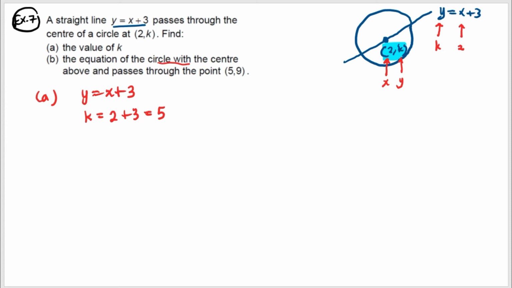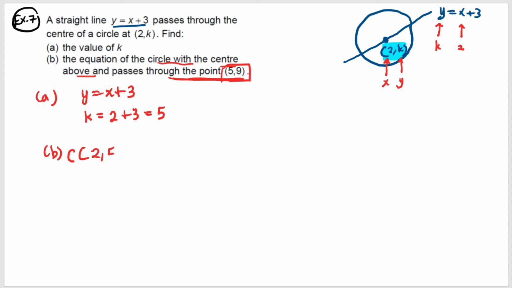Now we need to find the equation of the circle with the center above and passes through this point. Meaning to say that when it passes through this point, we don't have the radius for that circle. All right. Now we already have the center. All right. So for B, the center.